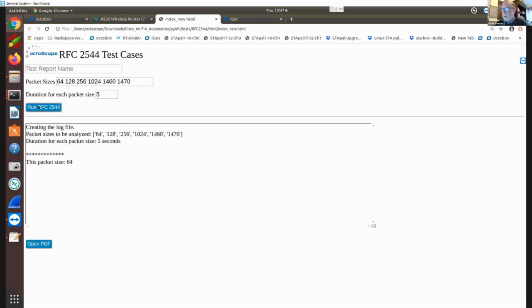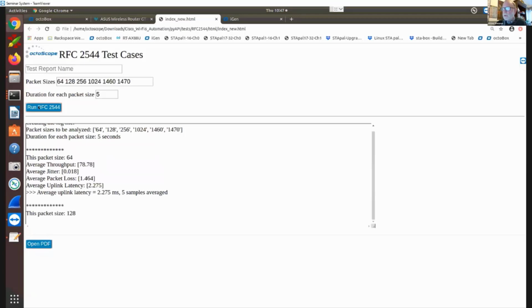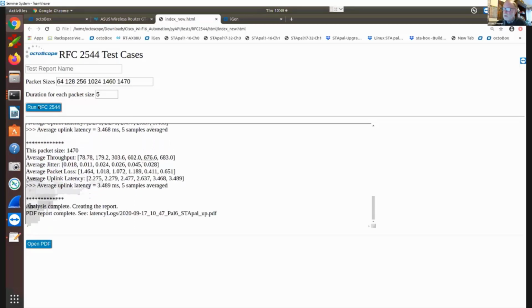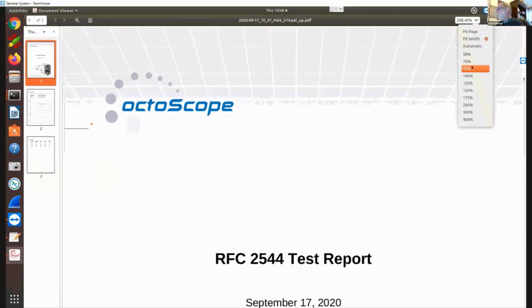We're looking at a packet size of 64 now. We're going to run this for 5 seconds. It's going to tell us the throughput, the jitter, the packet loss, and the uplink latency. We're looking at about 2.2 milliseconds of uplink latency. We're on to a packet size of 256 now. You'll see that the throughput is much better, and this is because there's less overhead. There's more data relative to the overhead of these packets going over the air. So we're getting to 1460, 1470. You can see a general trend there in the throughput, but we'll take a look at the graphs once they are provided. All right, so we've done that analysis. We've produced a PDF report here.